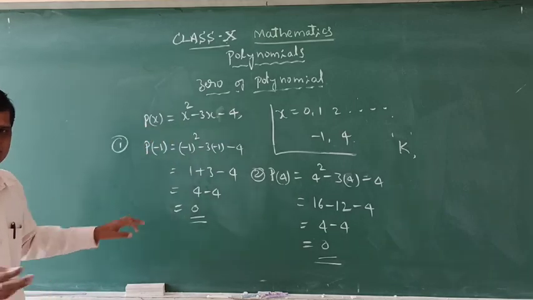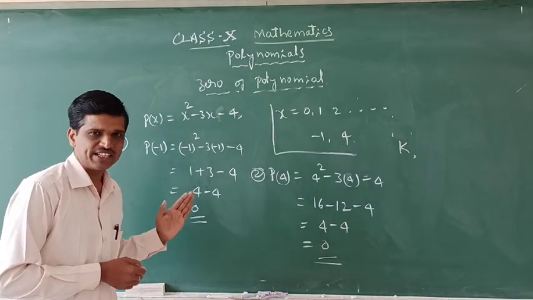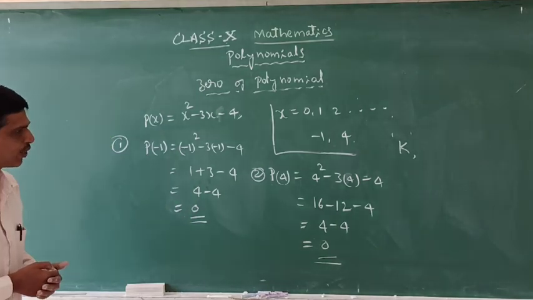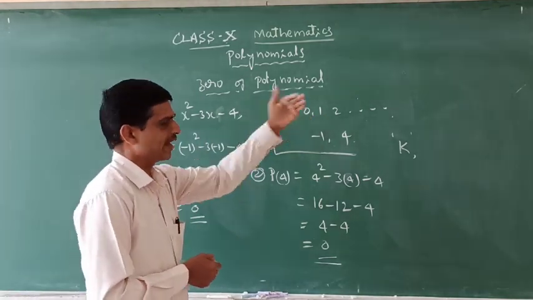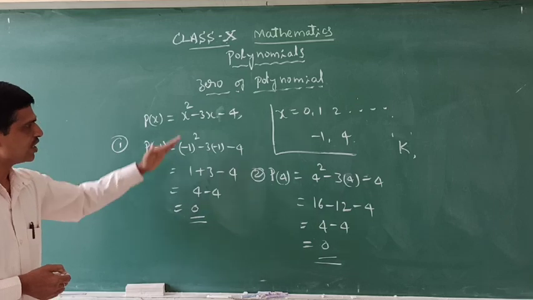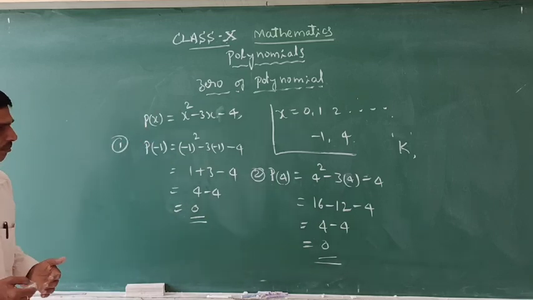Under this, we can discuss so many examples. They are very easy to solve and substitute. In the same way, you can take any integers also. So this is called the zeros of a polynomial.